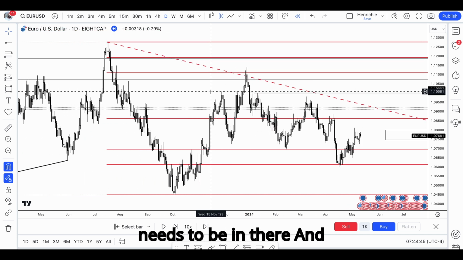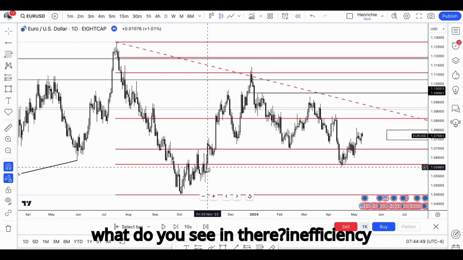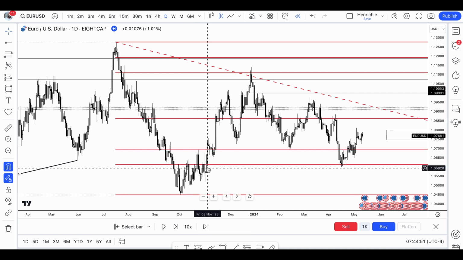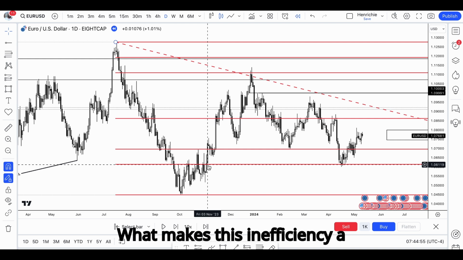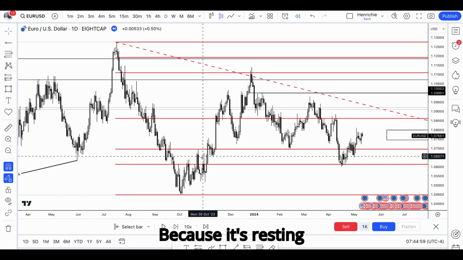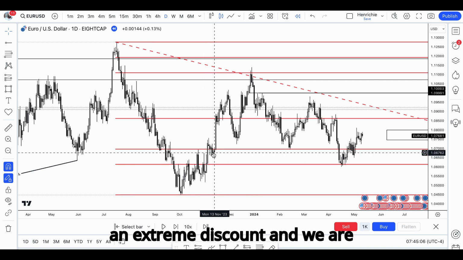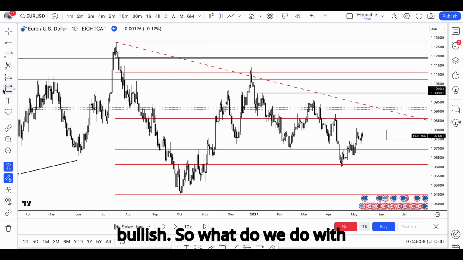Something needs to be in there. And what do you see in there? Inefficiency. Again, what makes this inefficiency a significant key level? Because it's resting directly beneath an extreme discount, and we are bullish.